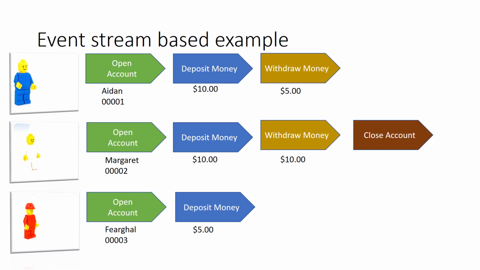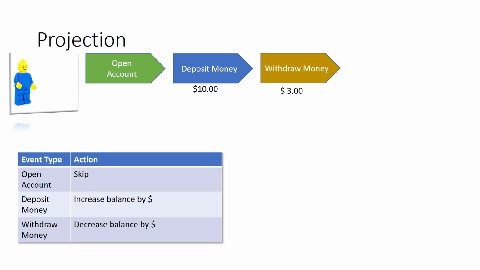It's very easy to see the data going in, and as you can imagine, this data can be written in parallel. But a problem arises here in that how do you get the data back out of this? This brings us on to a piece of code called a projection. A projection is a very simple piece of code. It has two functions. The first is to filter by event type, and the second is to decide what action to perform when you encounter that event type.